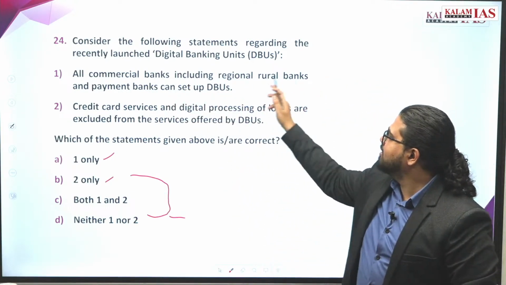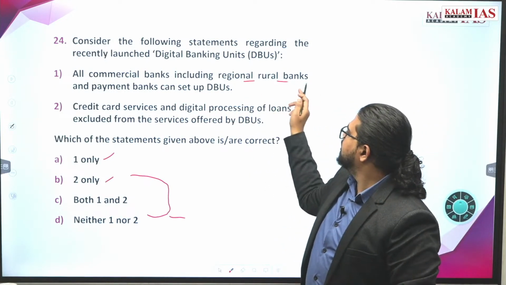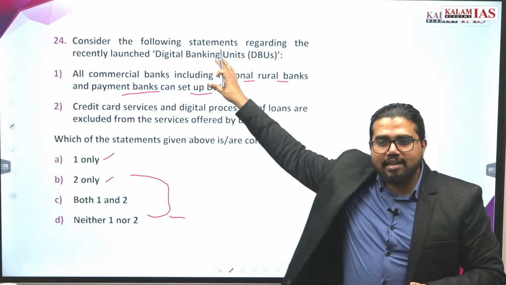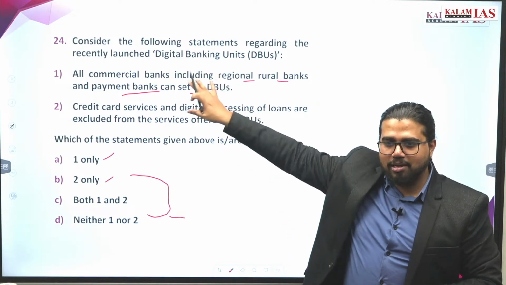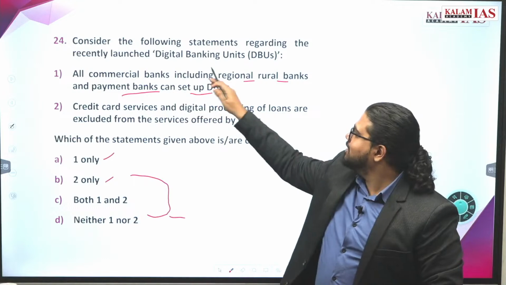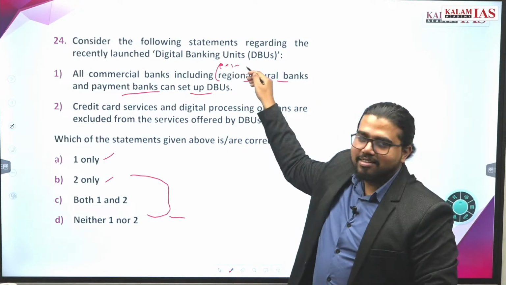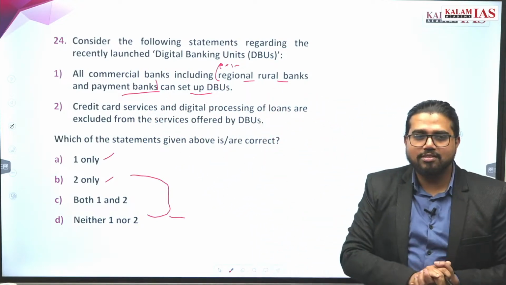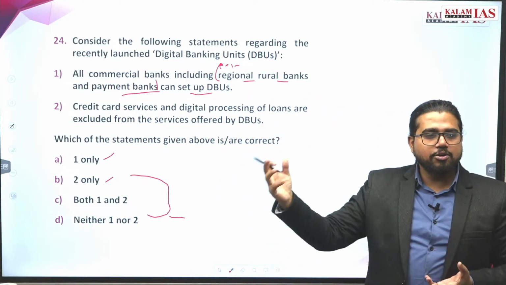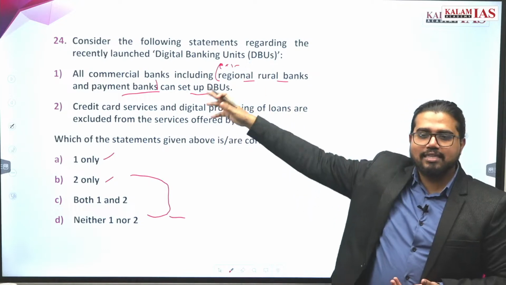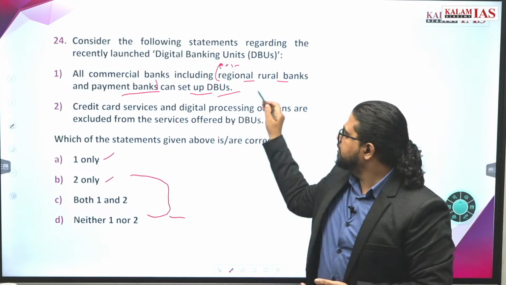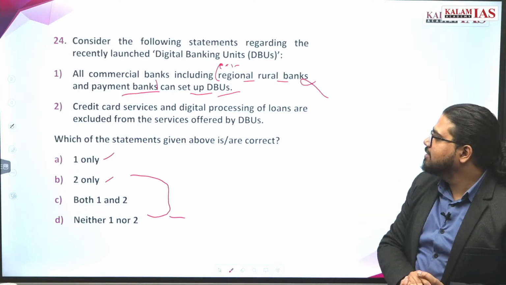All commercial banks, including regional rural banks and payment banks, can set up DBUs. This is a statement directly taken from the RBI website, but the only difference is all banks except RRBs and payment banks can set up DBUs. That is the correct statement. All scheduled commercial banks except these two can set up DBUs. So the first option is wrong. What is the second? Credit charge.